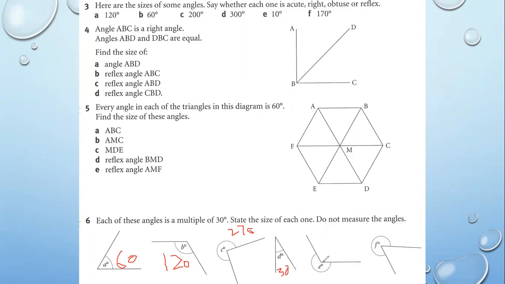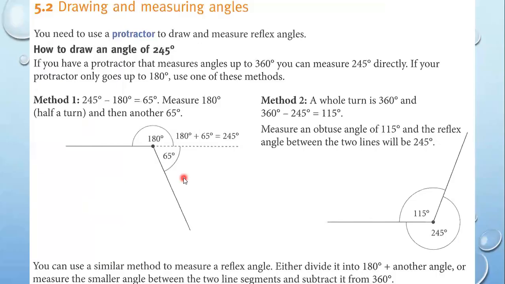This one, take off this 120, so how much left? 240. Okay, and here we have 60 left, 300. Okay, I hope you understand. It's so easy, you can do it very easily. So same like that, draw 5.2, draw and measure the angles.